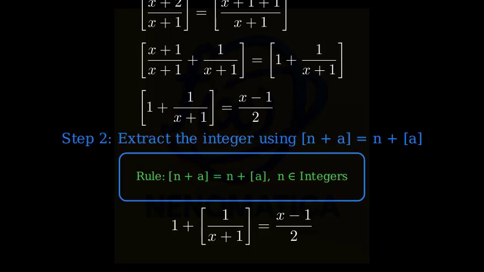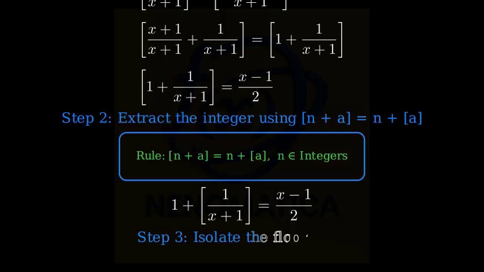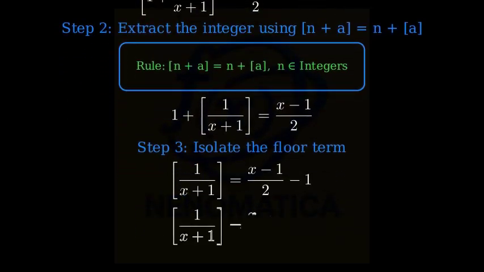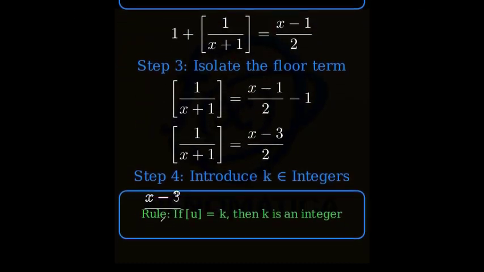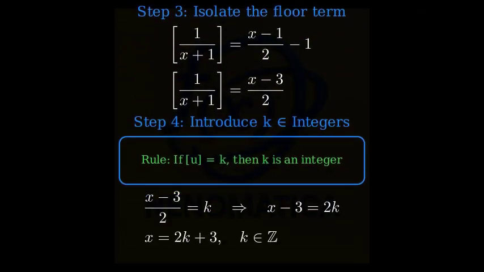Here, n equals 1. Step 3. Move 1 to the right side to isolate the floor term. This gives the floor of 1 over x plus 1 equals x minus 3 over 2. Step 4. Change a variable. Because the floor always returns an integer, we set the right side equal to k, an integer. So x minus 3 over 2 equals k, which gives x equals 2k plus 3.